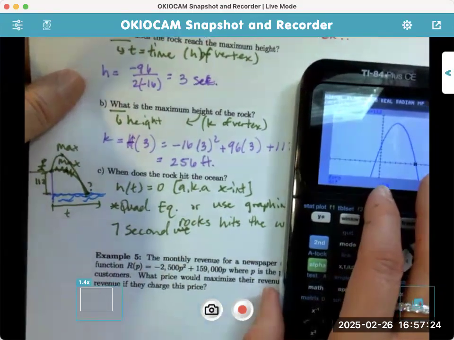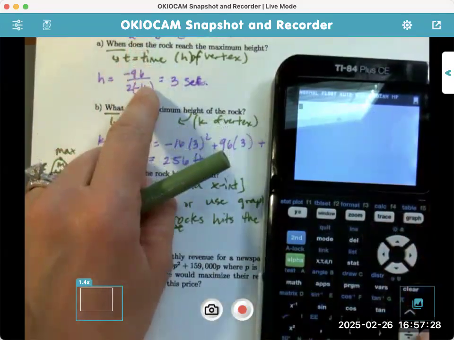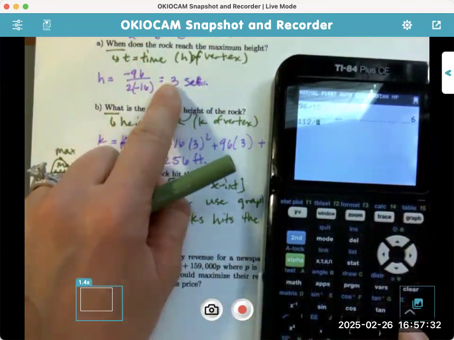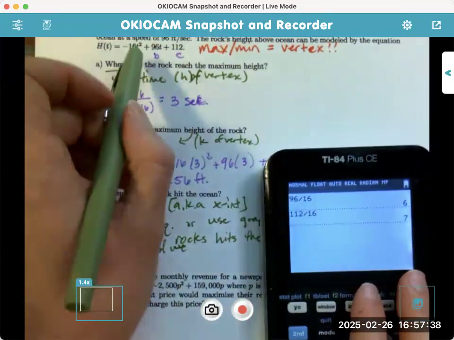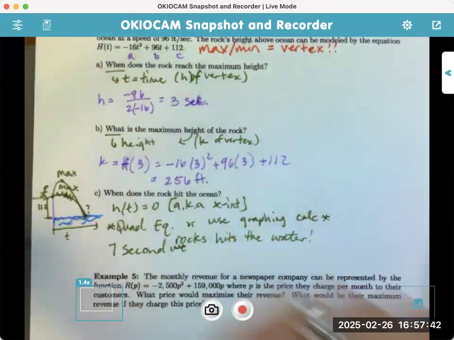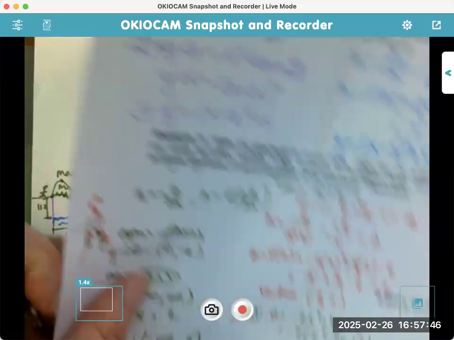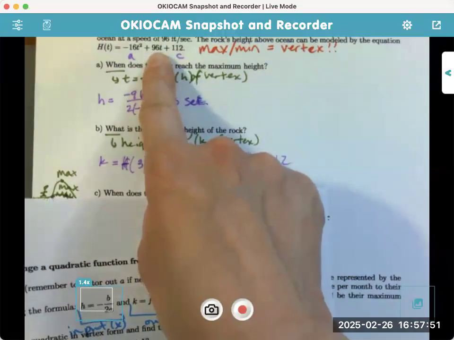Also, I think this actually factors nicely because 96 divided by 16, yep, it's 6. 112 divided by 16 is 7. So it also would factor nicely. You can factor this easily as well if you just take out a negative 16 from every term, similar to what I did on the previous page. You just pull out a 16 from this equation.